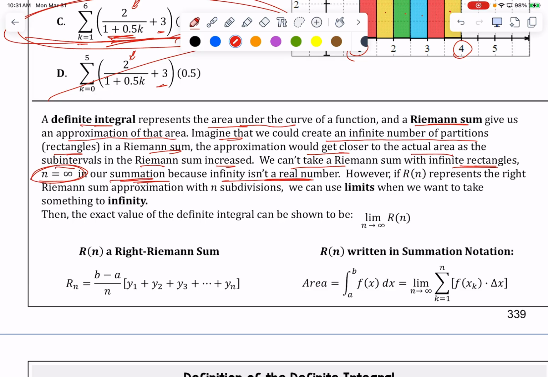So as n approaches infinity, our summation is our summation because infinity isn't a real number, but do we know how to do the limit as n approaches infinity? Yes. We've got rules for that. Okay, if it's a polynomial, we always behave according to the highest power. If it's a fraction, we compare if it's top heavy, bottom heavy, or same power on top and bottom, which is the ratio of the coefficients. So we know how to do the limit as n approaches infinity, do we not? Yeah. Okay, so we can use limits if we want to do something to infinity.